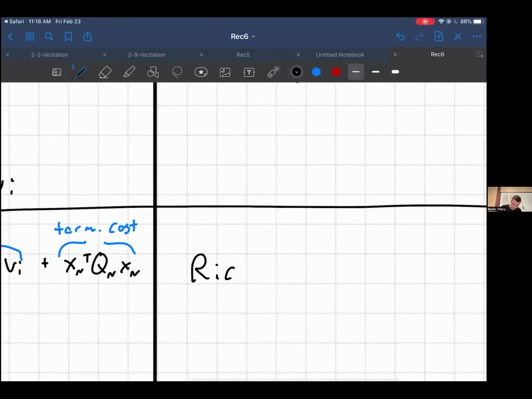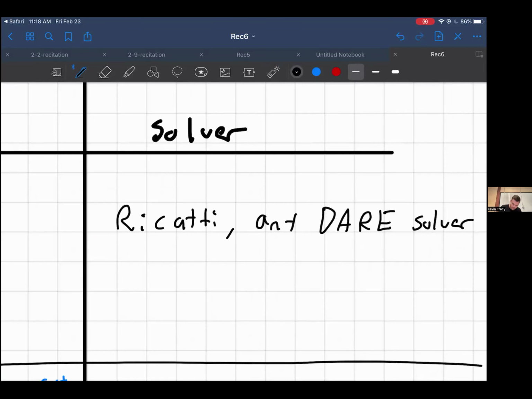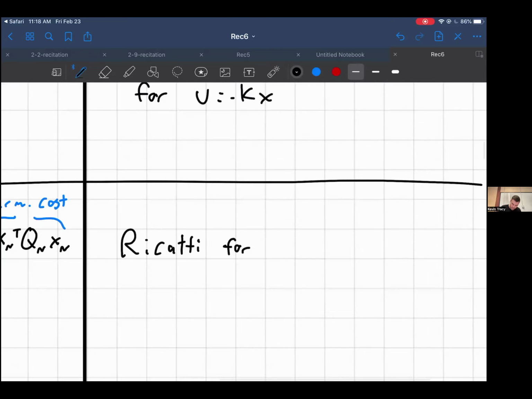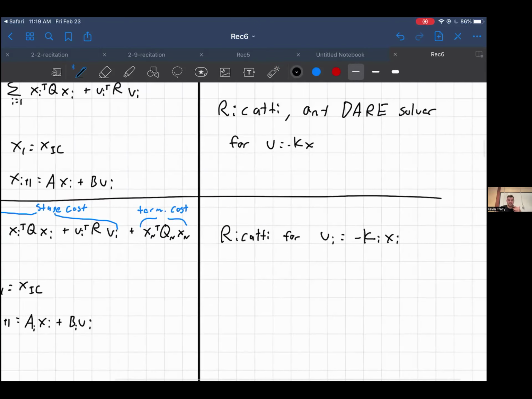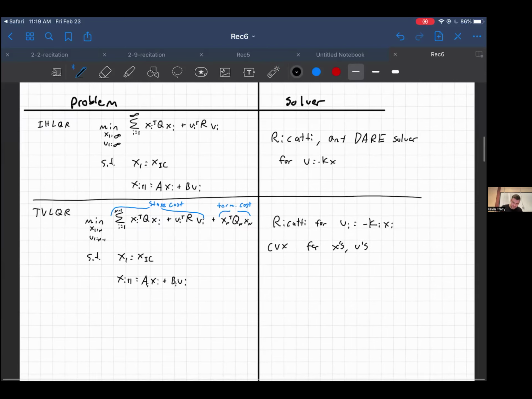Now this we can do, we can solve the Riccati. So we can do Riccati, and this gives us a feedback policy. Or we can use convex optimization, and we can get the variables themselves. Those are our two options.